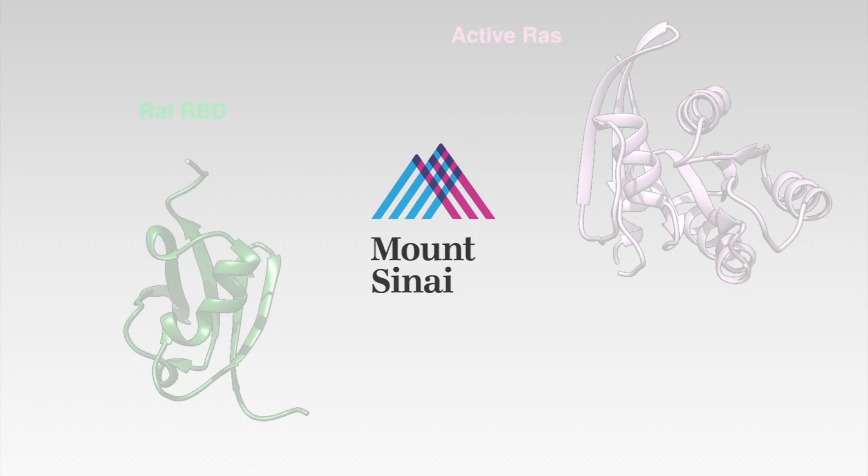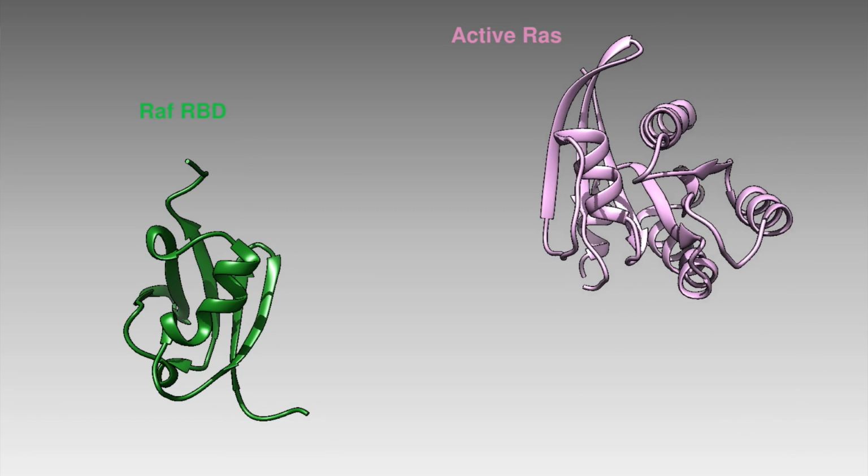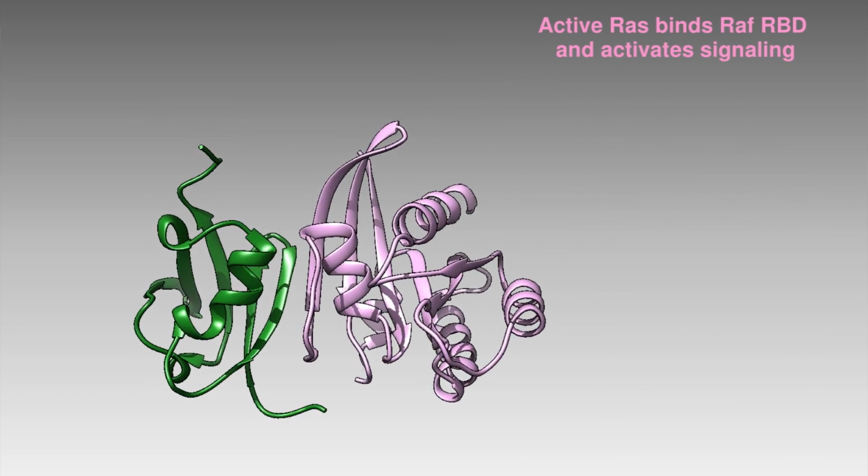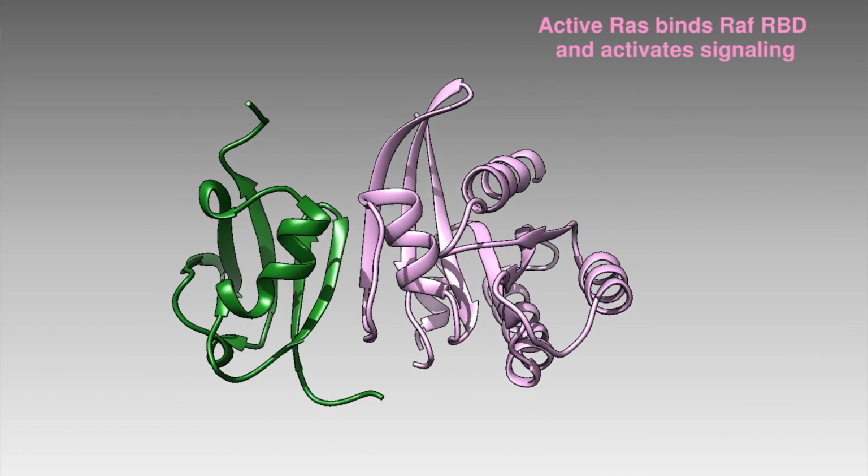We were one of the first to identify a mutation in a gene in human cancer, and this gene was called at that time the Ras oncogene. My name is Prem Reddy. I'm a professor in the Department of Oncological Sciences at the Icahn School of Medicine at Mount Sinai.